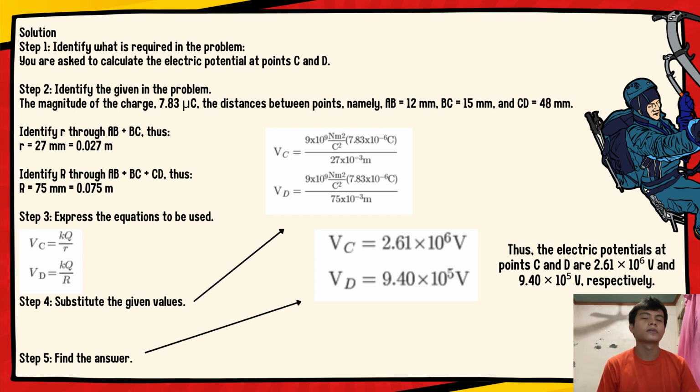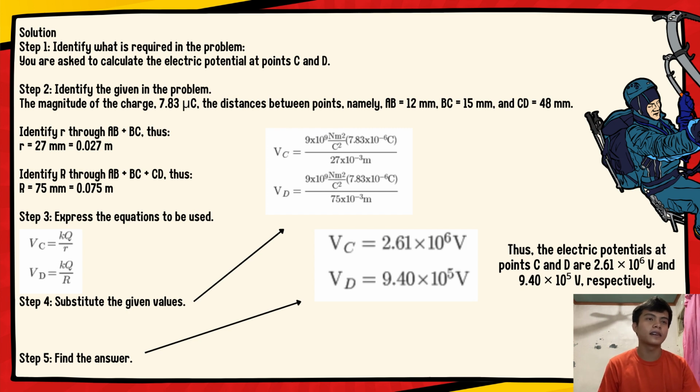Then, substitute na nato. Para kay VC, kay 9 times 10 to the power of 9, ang Coulomb's constant, then i-times na to sa 7.83 times 10 to the power of negative 6, which is ang electric charge. Then, i-divide mo by 27 times 10 to the power of negative 3, ang ato ang radius. Then, sa D, kay 9 times 10 to the power of 9, Coulomb's constant, times 7.83, the electric charge, divided by 75 times 10 to the power of negative 3, which is ang distance para kay D.